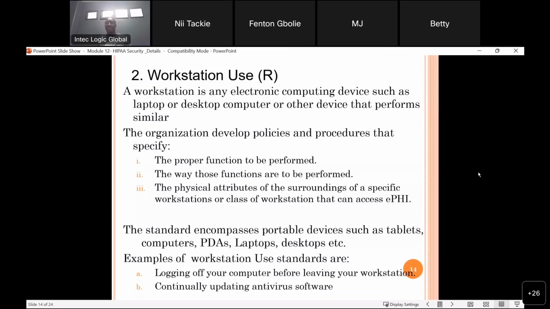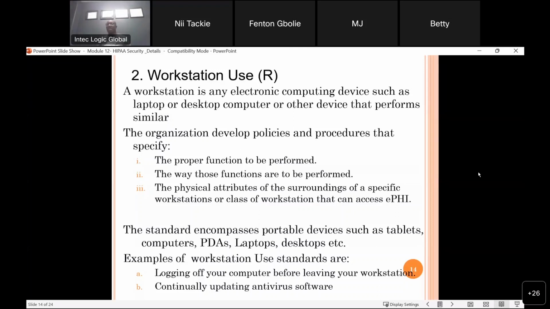It encompasses portable devices like tablets, PDAs. I'm sure PDAs are fading out. Laptops, desktops. Examples of workstation use standards are: log off your computer before leaving your workstation, right?